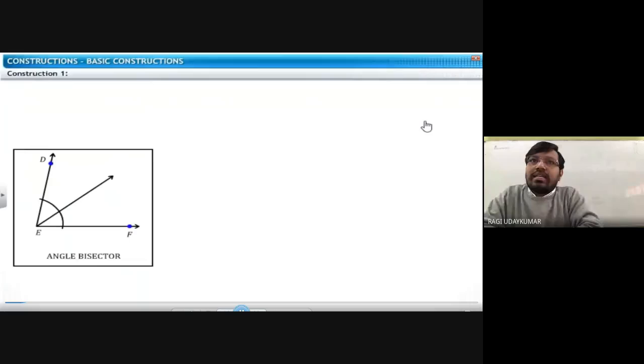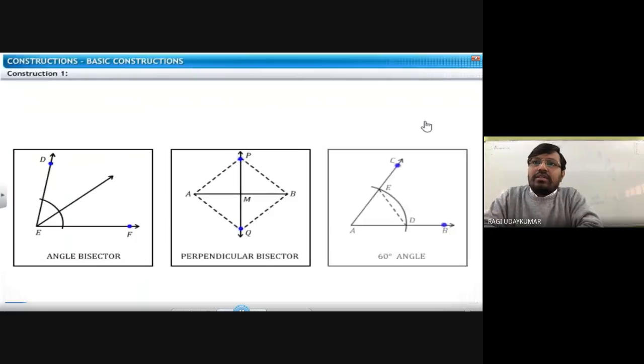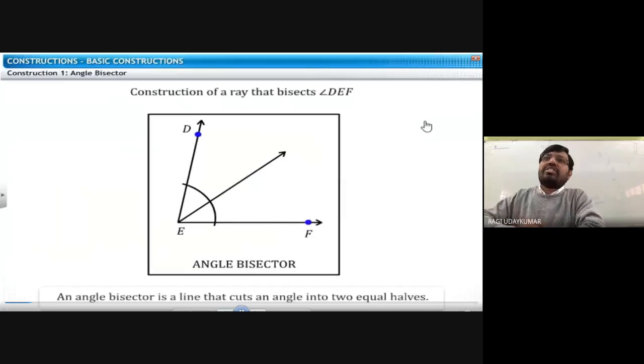So first let us see the construction of the angle bisector. Second, perpendicular bisector. Third one is the 60 degrees angle. 60 degrees angle, 120 degrees angle also we are going to have. These three things we are going to learn in this chapter. Okay. Along with this, triangle constructions also will be there.